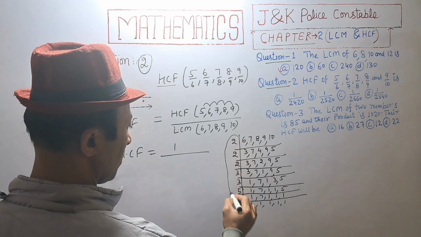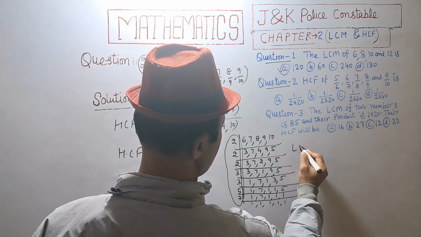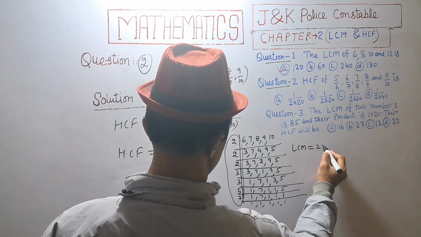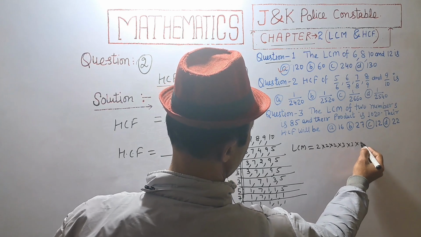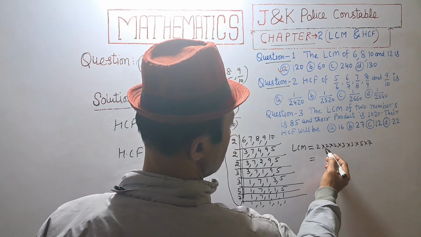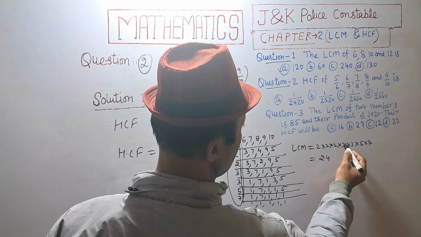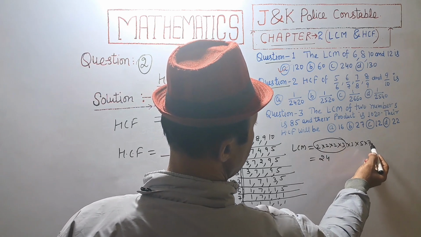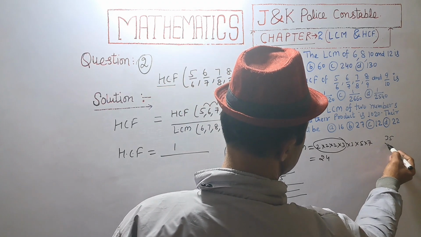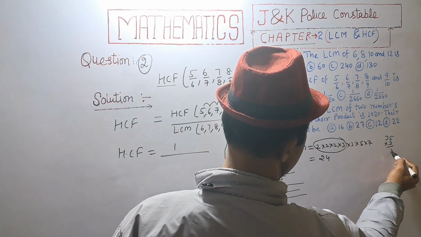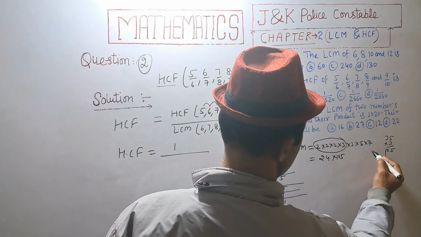LCM is equal to 2 into 2 into 2 into 3 into 3 into 5 into 7, that is equal to 2 2s are 4, 4 2s are 8, 8 3s are 24, and 7 5s are 35, 35 3s are 3 5s are 15, 3 3s are 9 plus 1, 10, that is equal to 105.